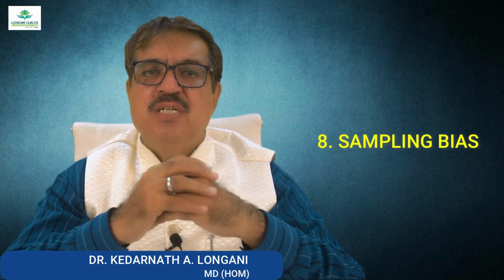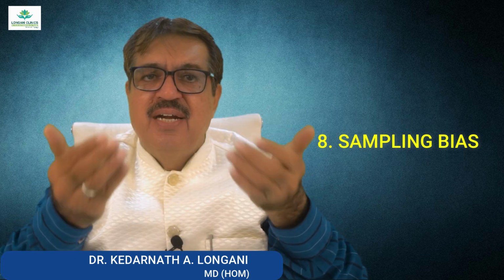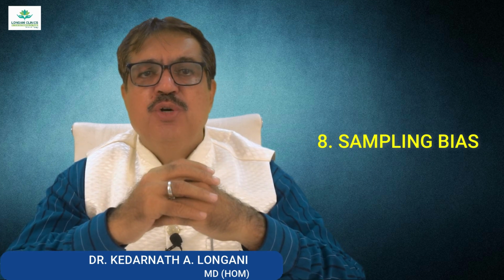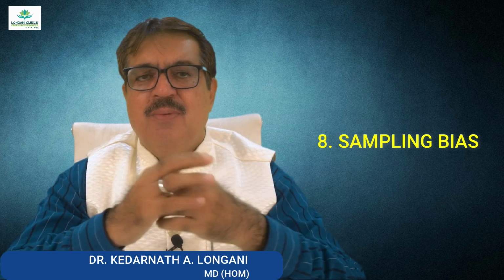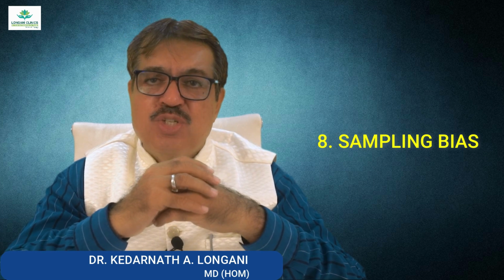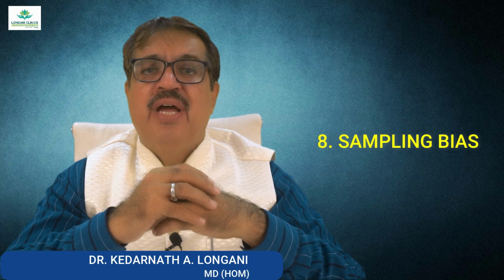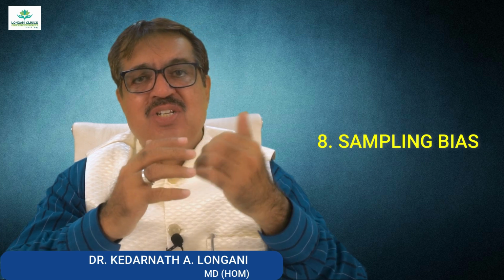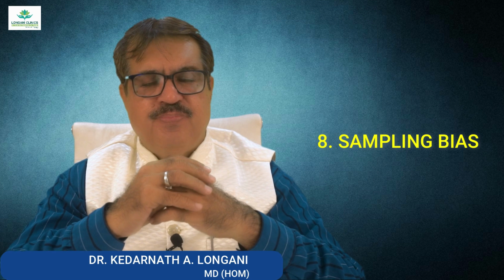Next one is sampling bias. Results from using a sample that is not random or representative of the population. For example, conducting an online survey might exclude people who don't have internet access, resulting in a biased sample.